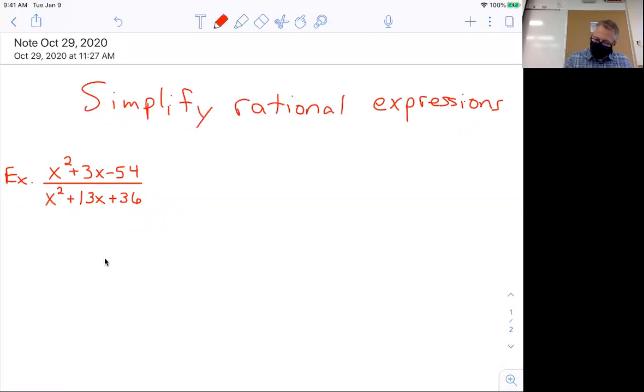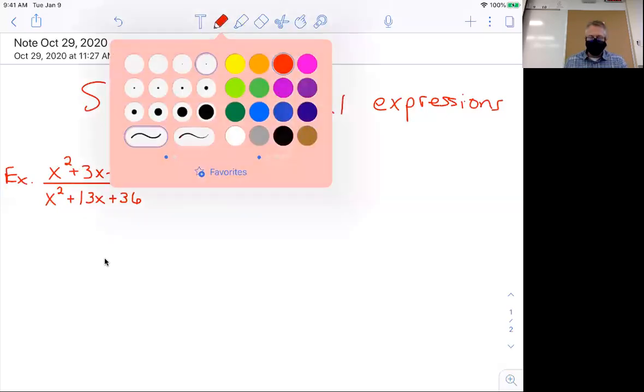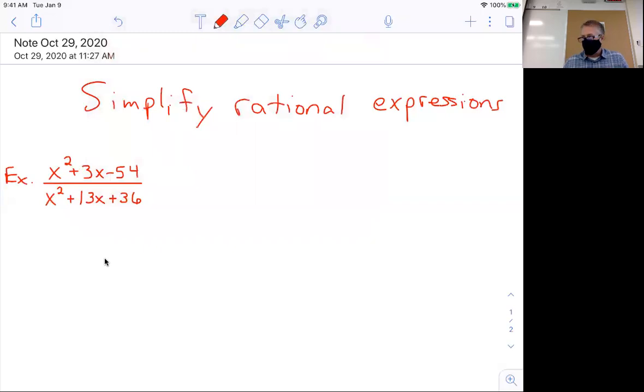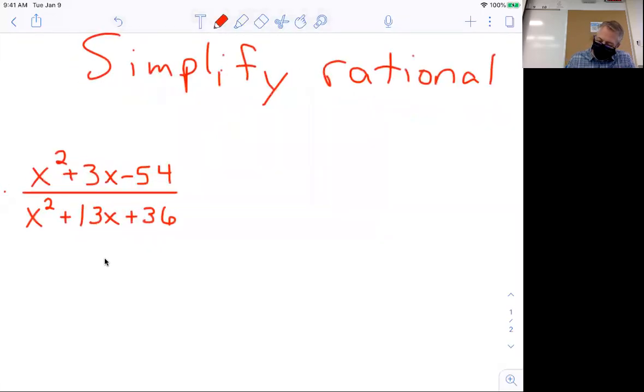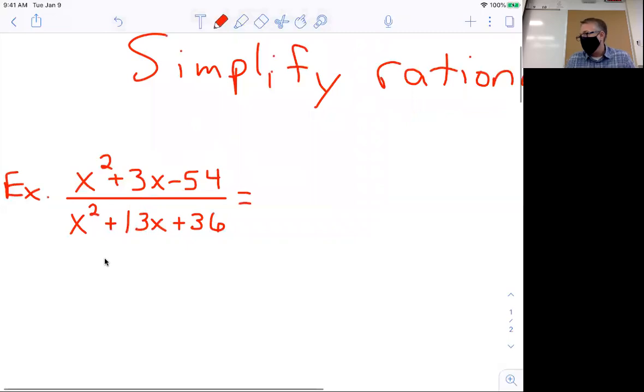All right, if you're not paying attention, pay attention right now. Do not do this. This is a huge mistake. Do not cancel the x squareds. Can't do that. Never do that. Because this plus and minus sign up there makes that a group that we have to factor. So you cannot just cancel the x squareds right off the bat. What we have to do is factor the top and the bottom.